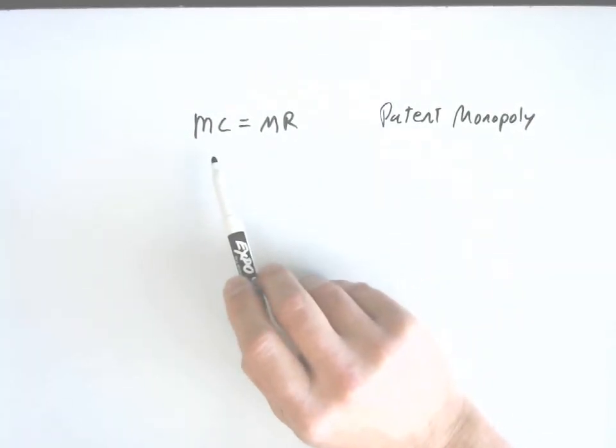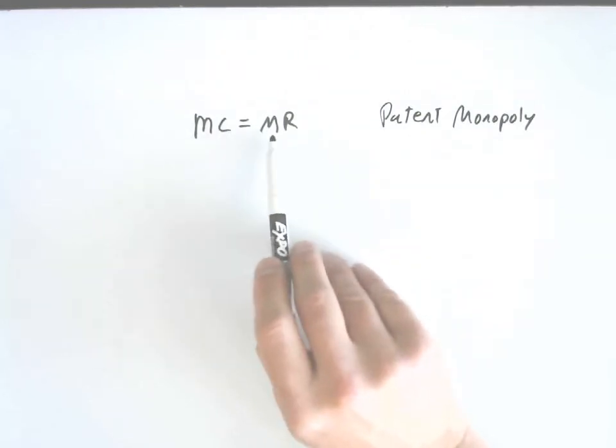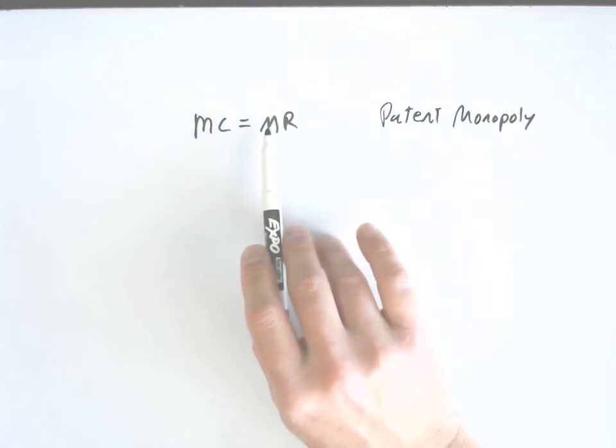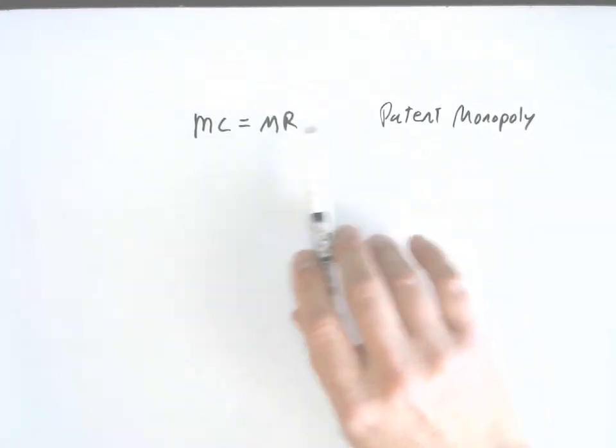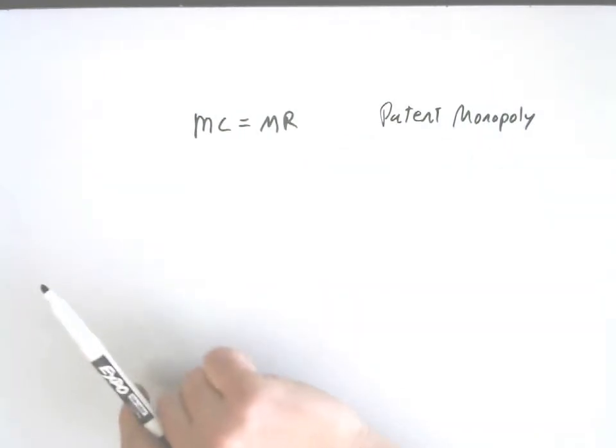In order to construct a model of a monopolist, just like we did for perfect competition, one of the first things we have to address is exactly where marginal revenue and marginal cost equal one another. That would be the profit maximizing output level. And the first type of monopoly we're going to explore is a patent monopoly.